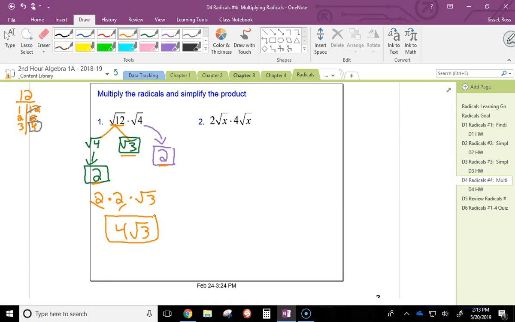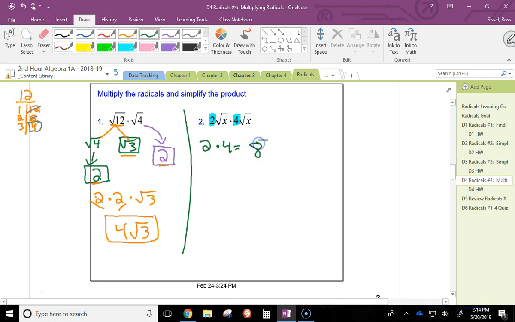When I go to number 2, I'm going to do the same thing. I'm going to go ahead and see I have 2 times 4. Well, I'm going to do that right away. 2 times 4 equals 8. That's my simplified answer there. I then have the square root of x, and I cannot simplify the square root of x. And I have the square root of x. I cannot simplify that.